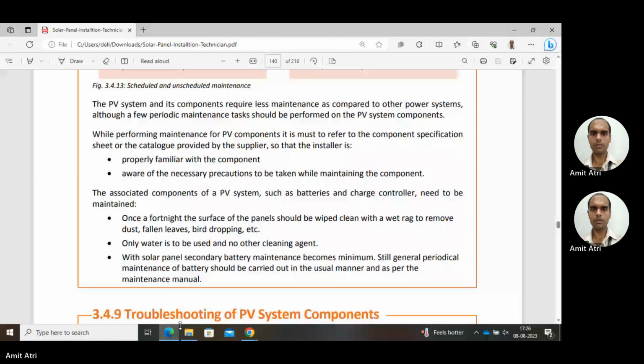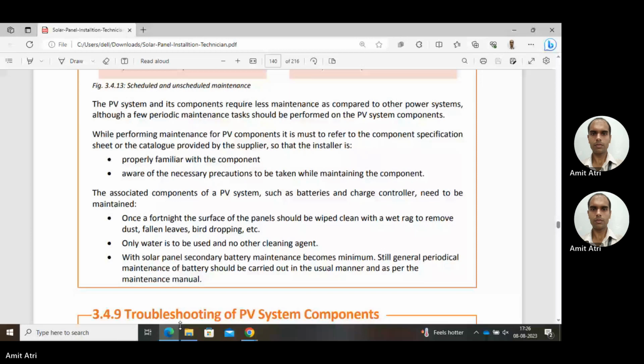With solar panel, secondary battery maintenance becomes minimum. But still, periodical maintenance of the battery should be carried out in the usual manner as per the maintenance manual. So whatever is specified in the manual, in that duration, we should check the respective quantities and parameters of the battery, like a scheduled maintenance.